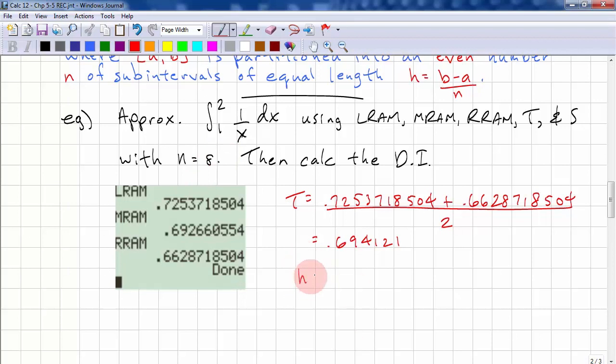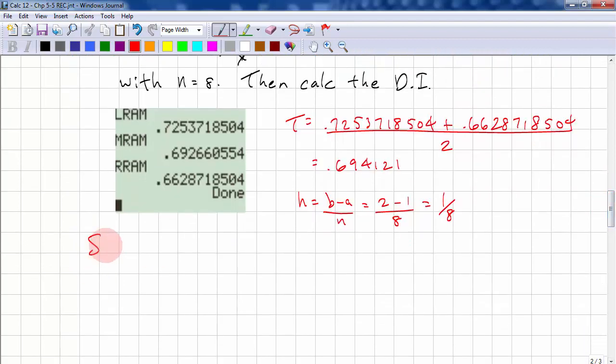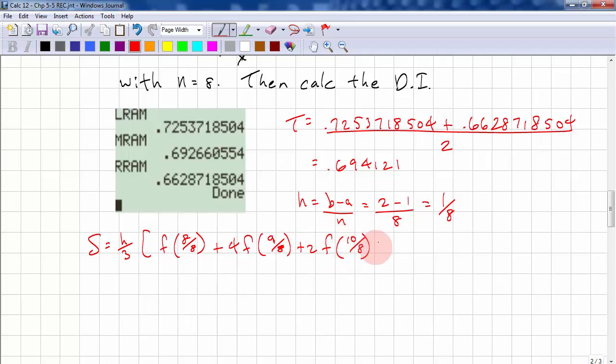Okay, so h equals (b minus a) over n. So we have 2 minus 1 over 8. So that's 1 over 8. So to calculate Simpson's rule, S equals h over 3, and we're doing f of 8 over 8. So each width is 1 over 8. Plus 4 times f of the next point, 9 over 8, plus 2f of 10 over 8. We're just adding an eighth each time.